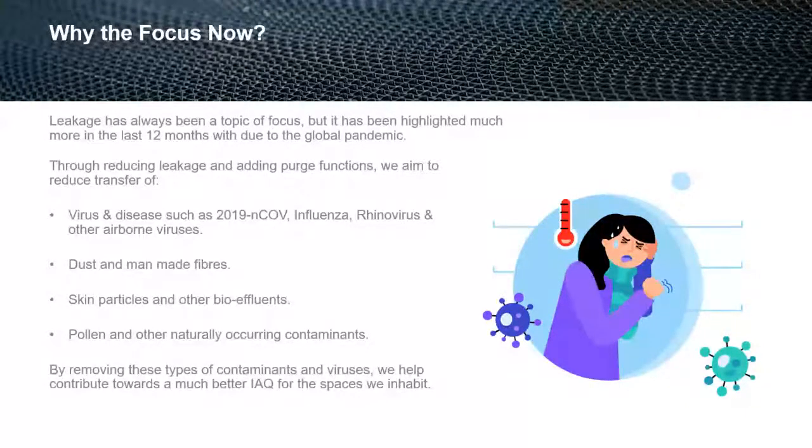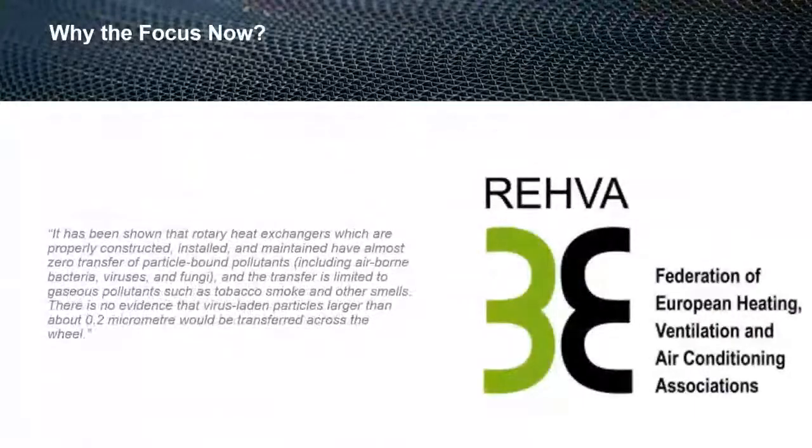But when we start to look at the viruses and coronavirus and certain things like that, investigations have been done by REVA that point out a very low risk of something like coronavirus being transferred through rotary heat exchangers and other heat exchangers. So the quote that they have currently is that it's been shown that rotary heat exchangers, which are properly constructed, installed and maintained, have almost zero transfer of particle-bound pollutants, including airborne bacteria, viruses, and fungi. And the transfer is limited to gaseous pollutants such as tobacco smoke and other smells. There is no evidence that virus-laden particles larger than 0.2 micrometers would be transferred across the wheel.